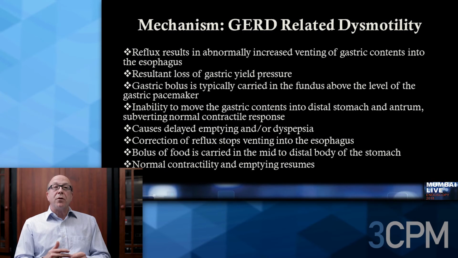Reflux usually results in an abnormally increased venting of gastric contents into the esophagus because of a faulty pressure in the lower esophageal sphincter. What this does is that results in the loss of the gastric yield pressure. The gastric yield pressure is very important because you have to be able to build a head of pressure in order to be able to contract the food from the top of the stomach down to the bottom of the stomach and out into the intestinal tract.